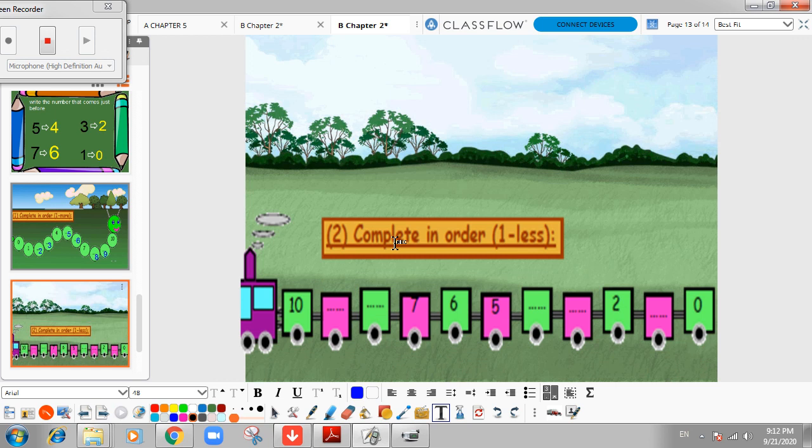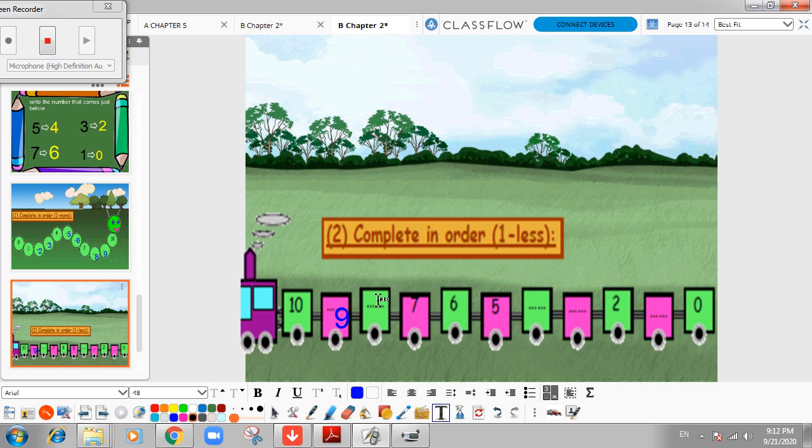Now complete in order with one less. Here I have a train, and I need to complete the numbers in order using the one less strategy. One less means comes before. So what is the number that comes before number 10? We said 9, 10. So number 9 is the number that comes before number 10. And what is the number that comes before number 9?